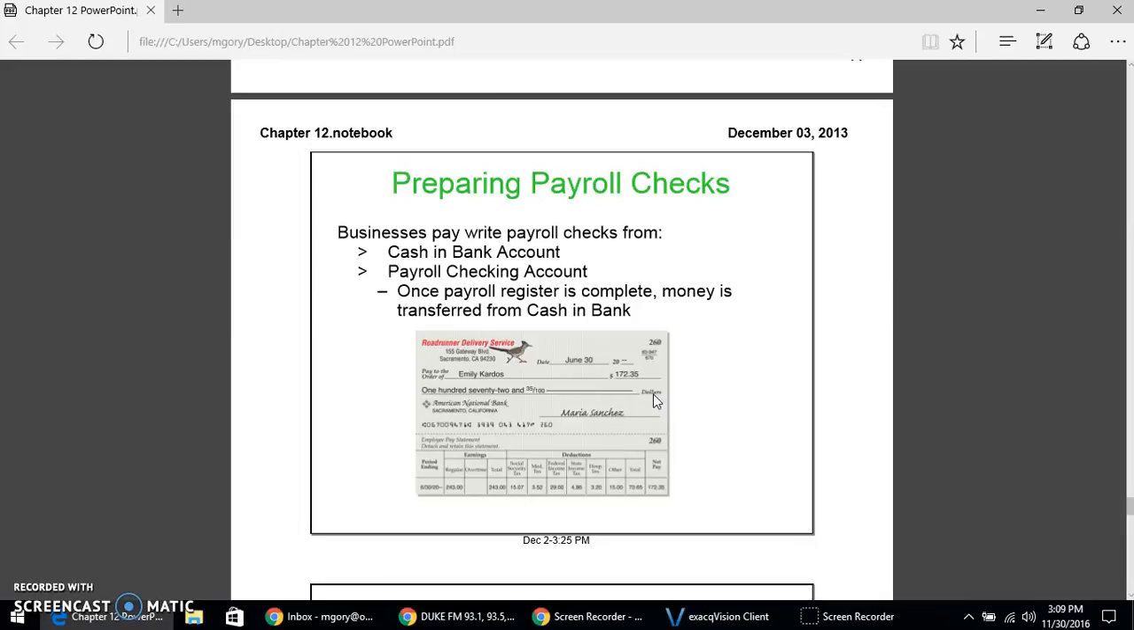The cash that is taken out to pay employees is going to come out of the cash and bank account. It then is going to go into the payroll checking account. And then once the payroll register is complete, money is transferred from cash and bank to pay our employees. Here is an example of what a check might look like that is sent to an employee.